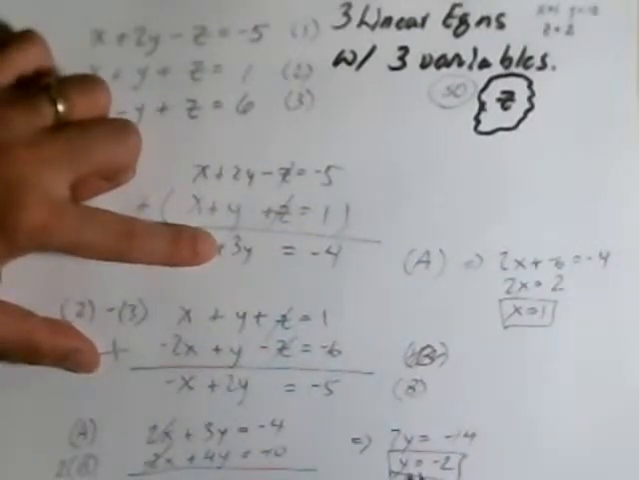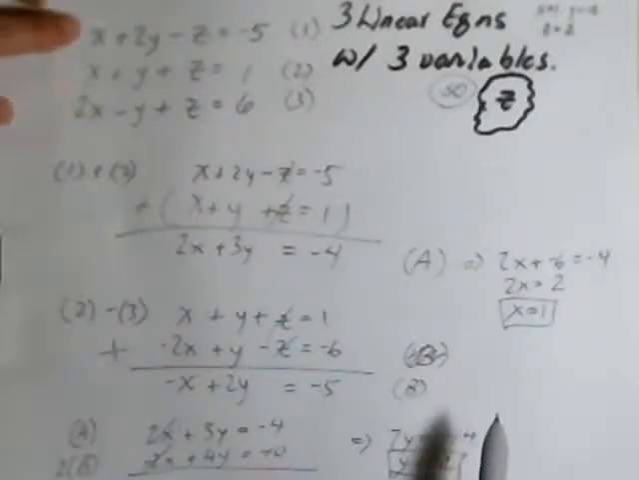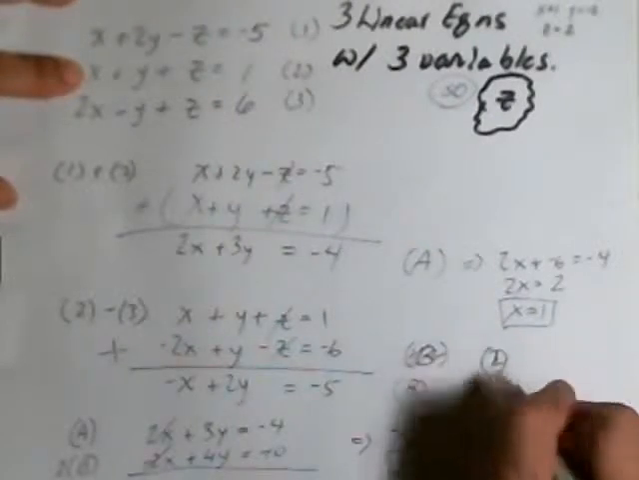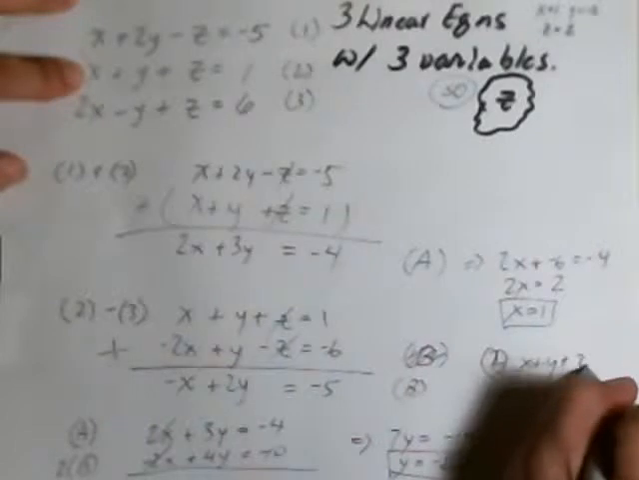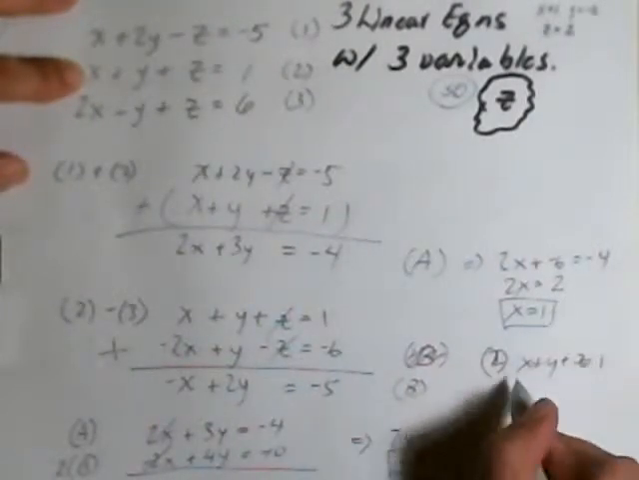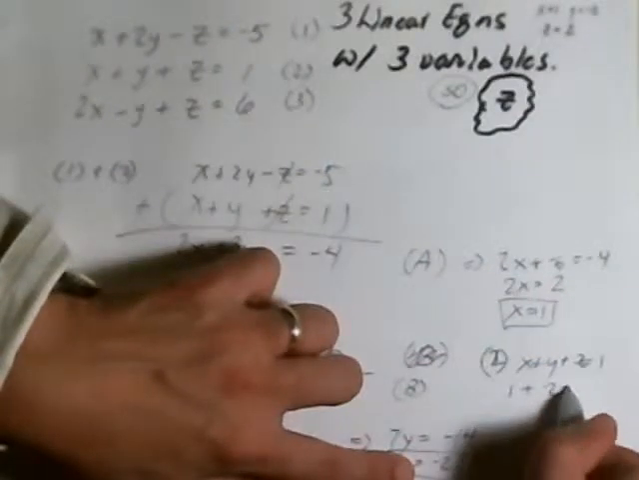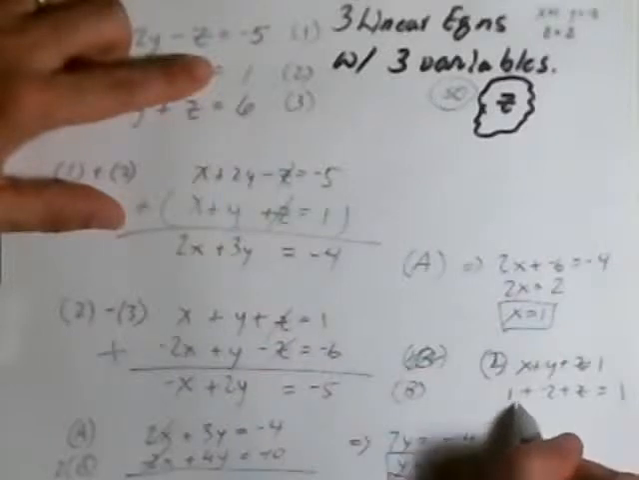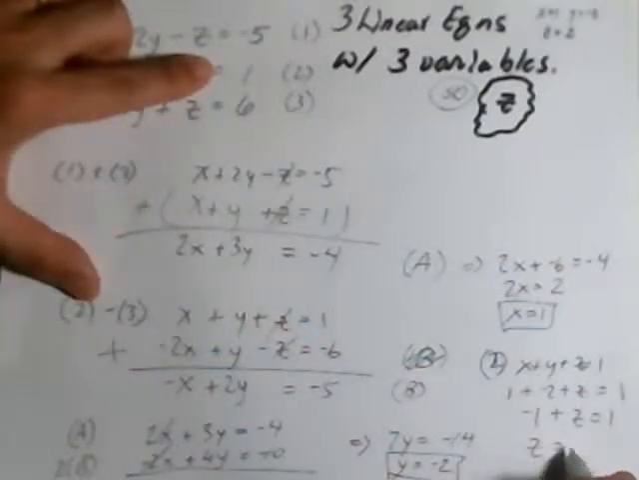Once you find out x and y, you plug it into equation 1, 2, or 3 now. So the easiest one would be equation 2. Using equation 2, x plus y plus z equals 1. And x is going to be 1, plus y is going to be negative 2, plus z equals 1. That's negative 1 plus z is equal to 1. You add 1 to both sides, z equals 2.